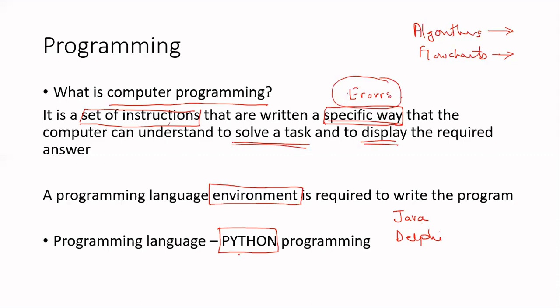Python is an extremely popular programming language. Using Python, we can develop software. So that's software development. We can also do web development. And nowadays, Python is used a lot in the area of data science. So these are some of the areas where you could use Python programming.